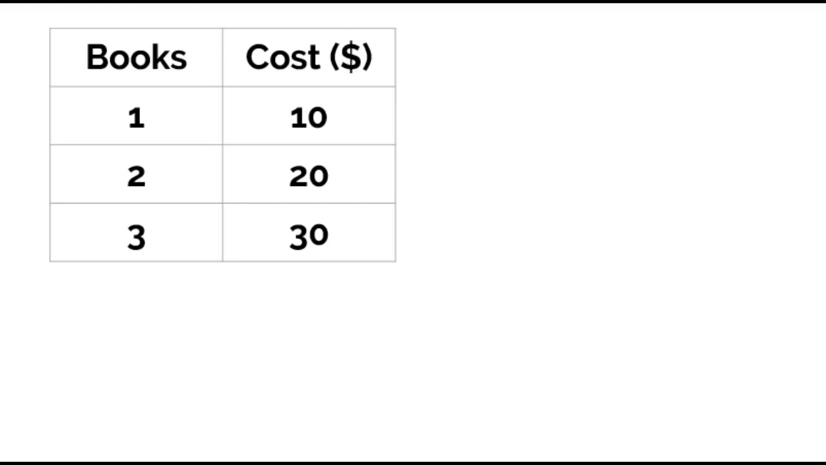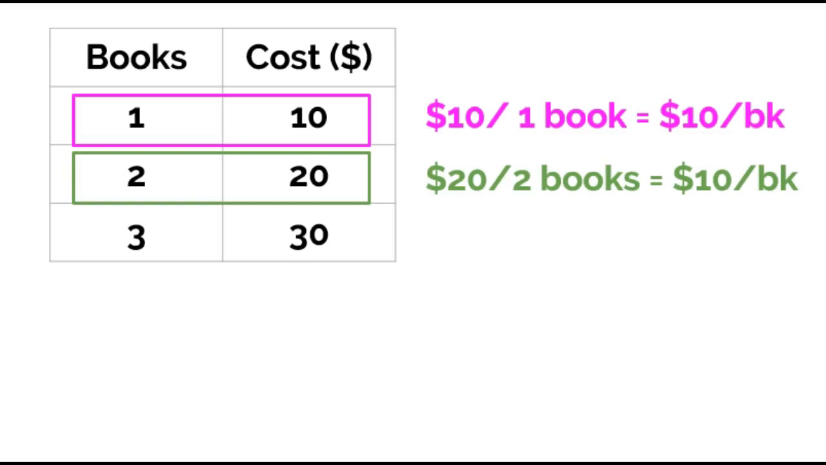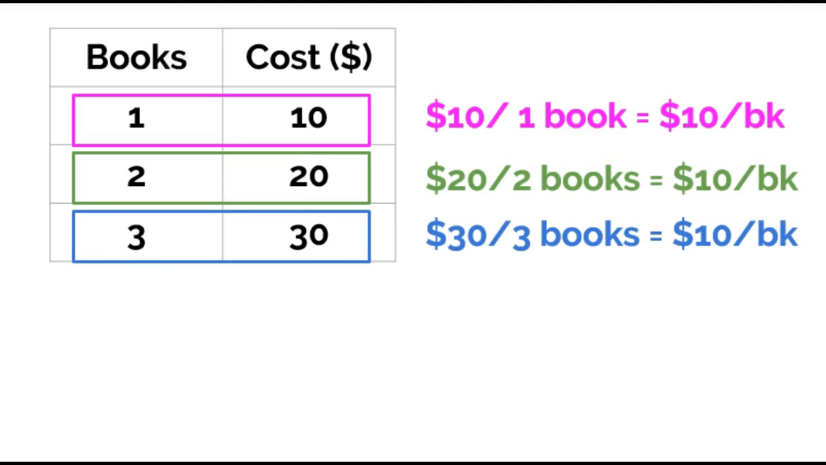We know that the data in this table is proportional because we see that it's $10 for one book, we're finding the unit rate right here, $20 for 2 books, again, so that unit rate is $10 per book, and $30 for 3 books. When we reduce that, we get $10 per book. Because all of the unit rates are the same, we can say that this data is proportional.